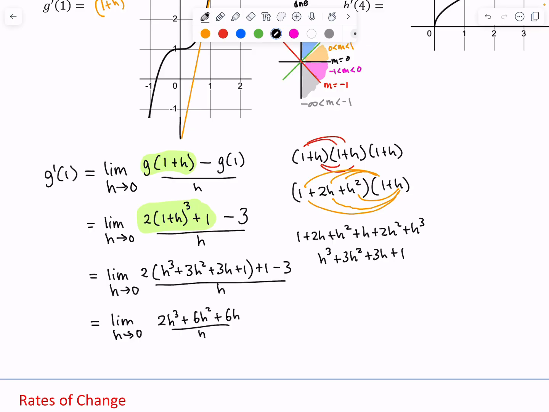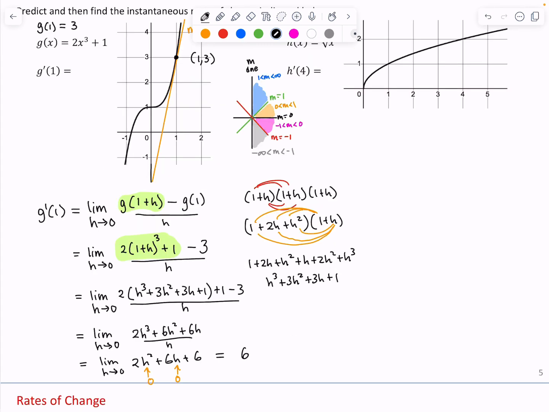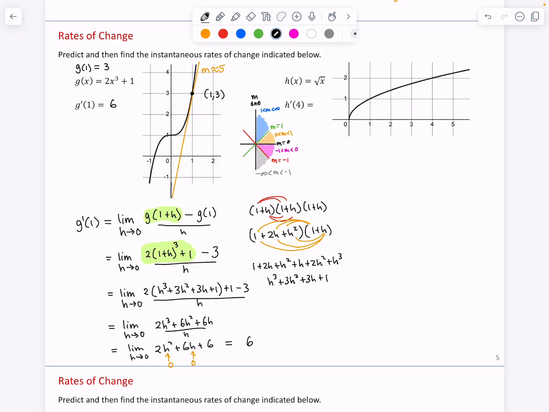And now I can factor in h and cancel with the h in the denominator. Now I have a version of the function that's continuous at h equals 0, so I can substitute 0 in for these remaining h's, giving us 0 plus 0 plus 6. So g prime of 1 is actually 6, and not 5 like I guessed.